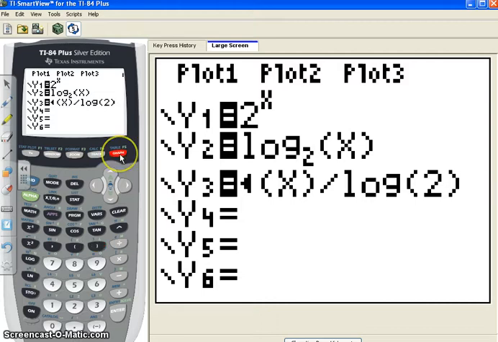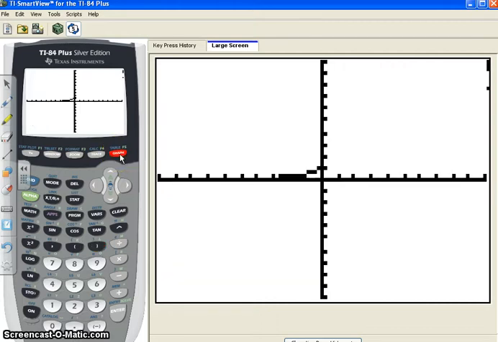So now when we hit graph, there's my exponential function, and there's the log function coming up there. Notice it crawls along the y-axis, and then once we get close to the x-axis, we start to curve up into the first quadrant. And this graph looks exactly like what you have as your paper graph in your packet.